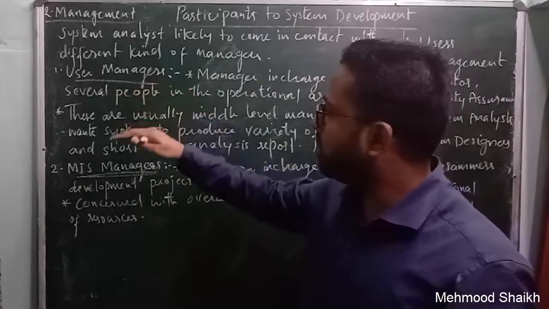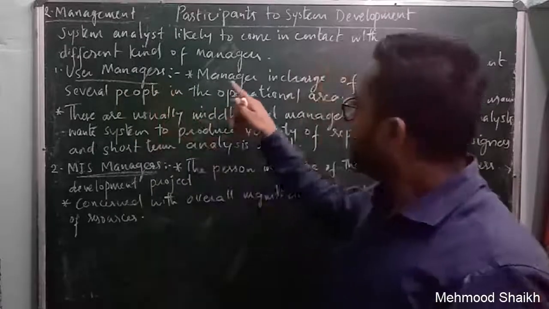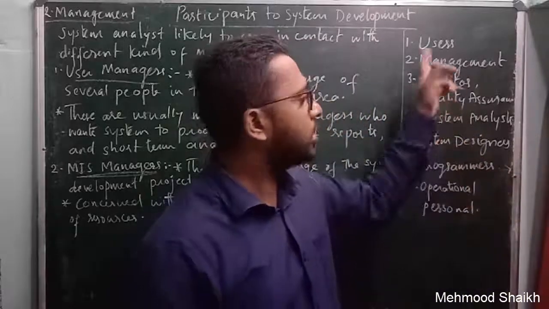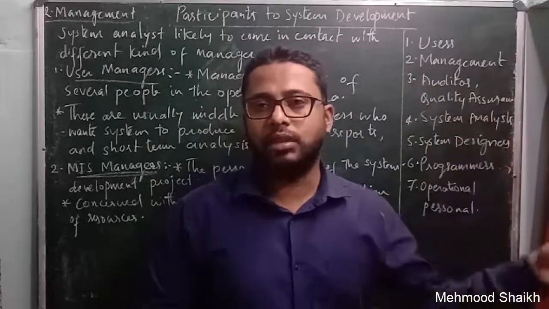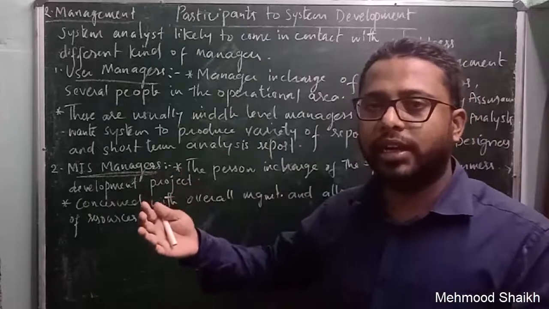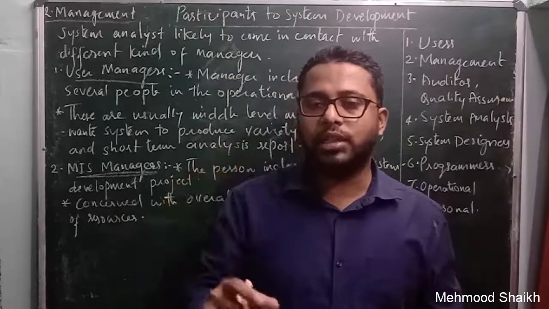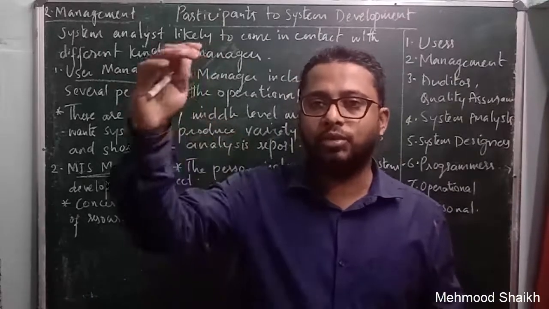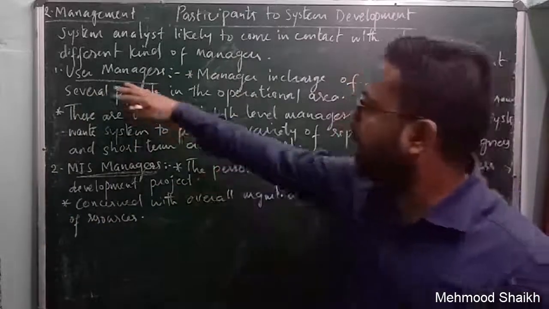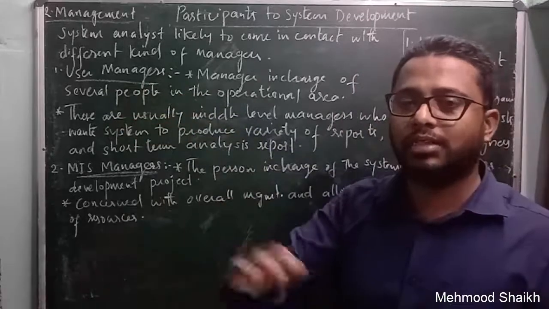Now we'll first see what a user manager is and what the responsibilities are. The user manager is a manager in charge of several people in the operational area. In the last type of participant, the user, when we were discussing users, we saw the operational area. In that operational area, different operational users will be working, and to supervise those operational users, a supervisory user will be allocated. That supervisory user is termed the user manager, because the responsibilities of the user manager and the supervisory user are somewhat similar.